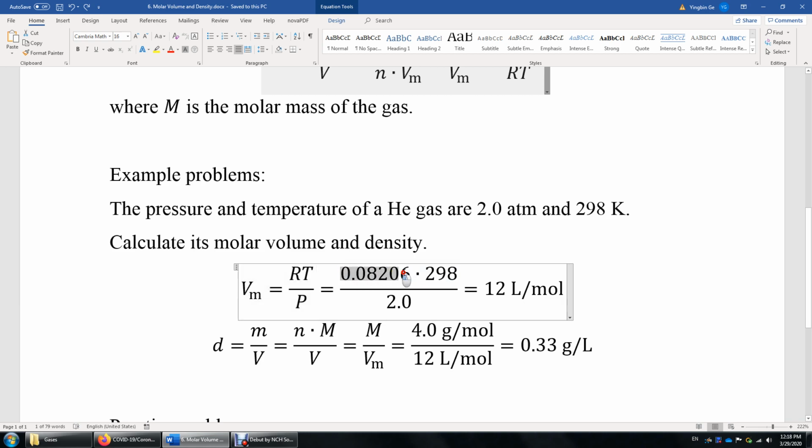So over here, this number is in liter atm per mole per Kelvin. This number is in Kelvin. This number is in atm. The result is 12 liters per mole.